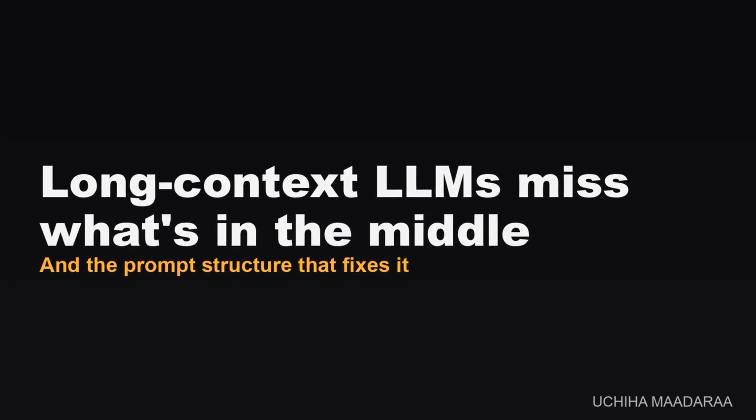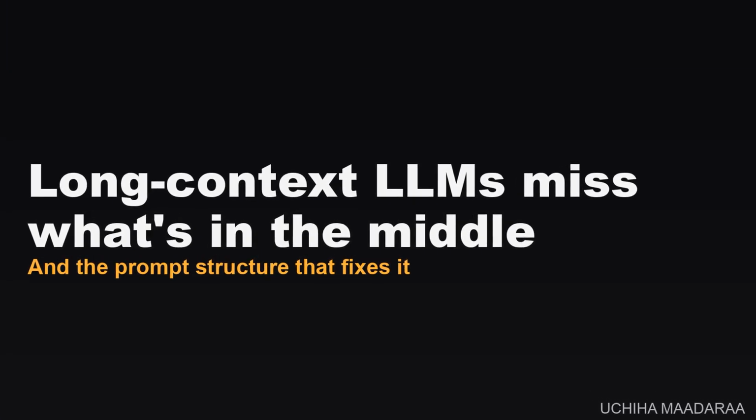Your prompt has 50,000 tokens of context. You think the model reads all of it. It doesn't. Most LLMs only really pay attention to the first and last few thousand tokens. Everything in the middle? Mostly ignored. Here's why, and the prompt structure that actually fixes it.